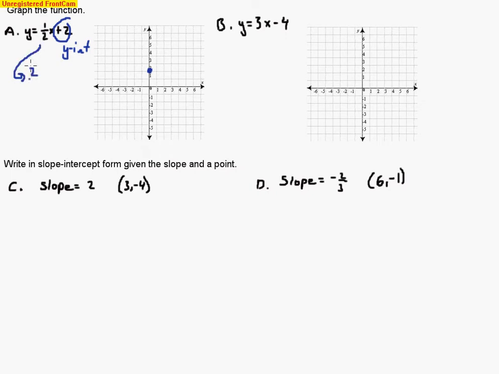So, 1 to 2. So that tells me I'm going to end up going up 1 and then right 2 spaces. So from that point, I can go up 1 space and right 2, and I end up right on that same line every single time. That's why when we talk about lines, they have consistent rate of change. The rate of change is the slope.